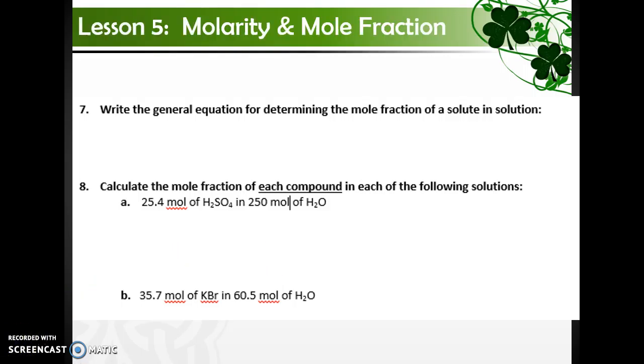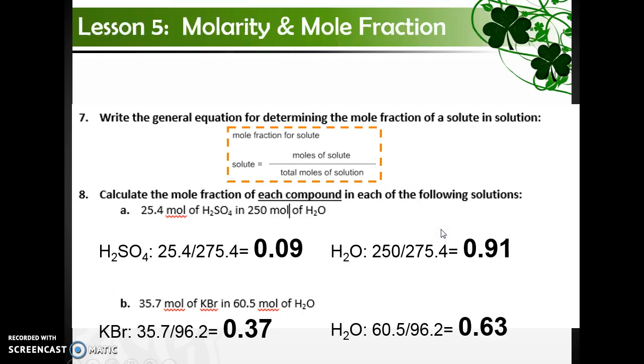Alright, so now we're moving on to discuss mole fraction of a solute in a solution. So we'll go over the general equation for that, and then we'll do 2 practice problems. So what you should do now is write the equation and then try out these problems before I go over it. Okay, so the general equation is that the mole fraction for solute equals moles of solute over total moles of solution.